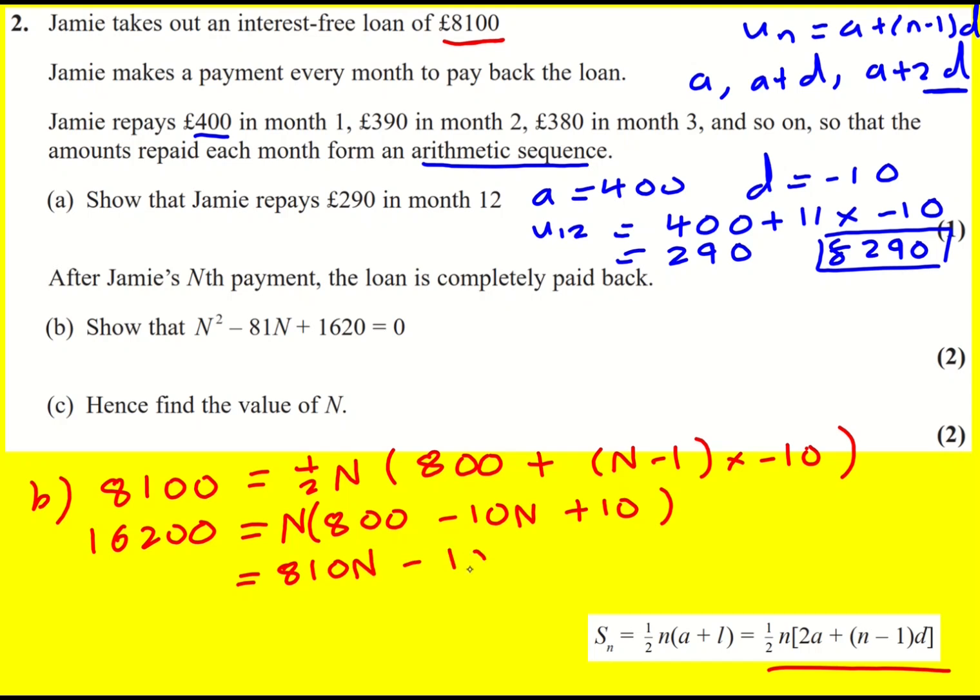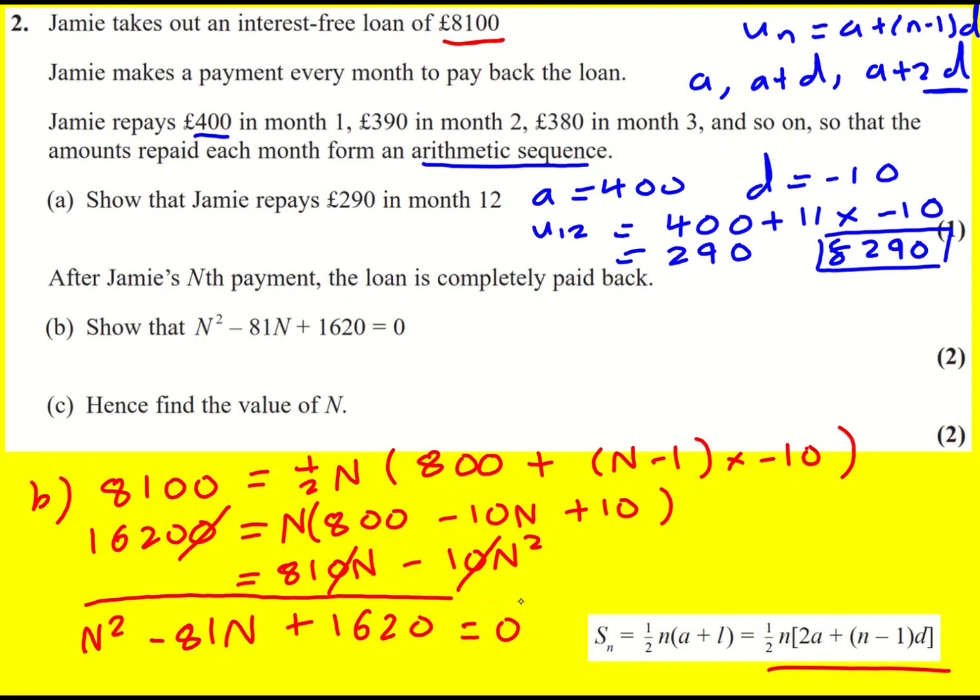810n minus 10n squared. I can divide through by 10 at this point. So finally we get n squared minus 81n plus 1620 equals 0, because I've added n squared onto both sides, and minus 81n from both sides.